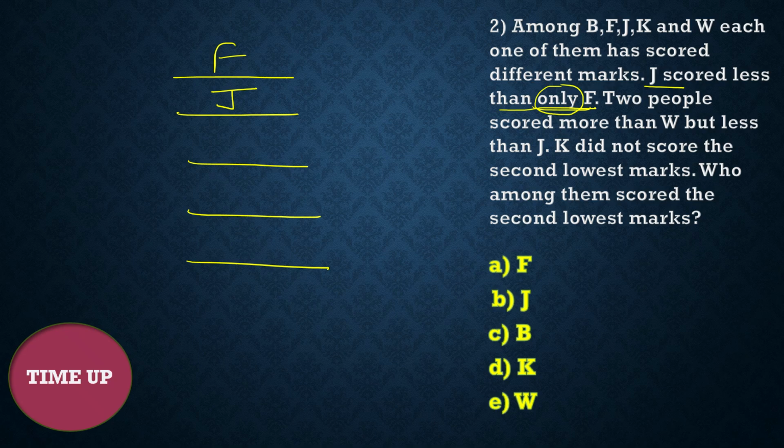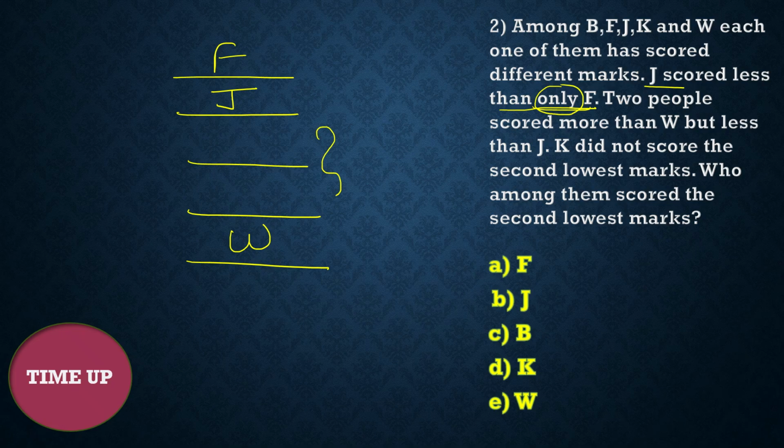Two people scored more than W. Two people scored more than W but less than J. Two people scored more than W. So W will be placed here but less than J.